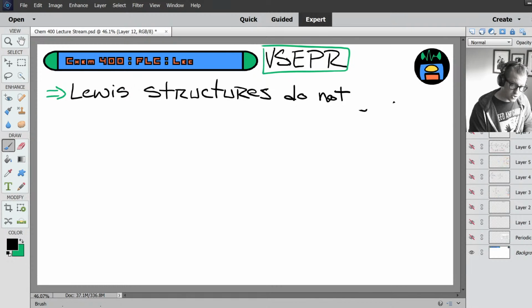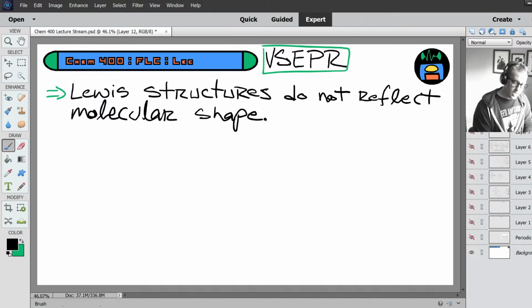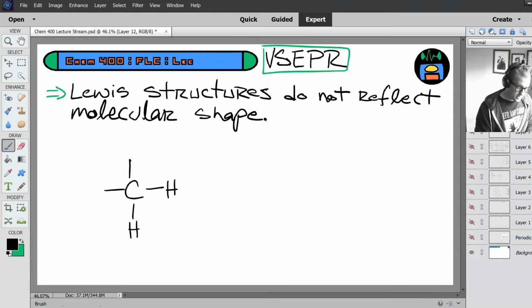I should say Lewis structures do not reflect molecular shape. All right, they don't reflect molecular shape. Take, for example, the molecule of methane. If you draw the Lewis structure for CH4, it comes out like this.